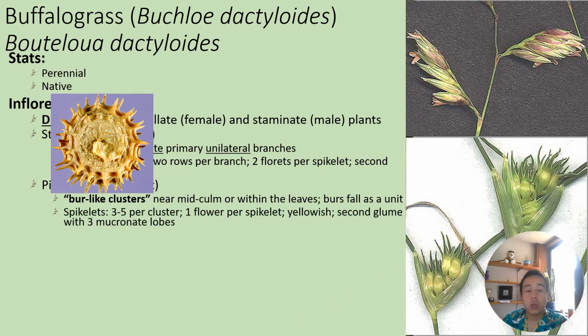So the spikelets for the pistillate flowers typically consist of 3 to 5 per cluster and 1 flower per spikelet. And so a pistillate flower would have the stamens and the ovary and the filaments.